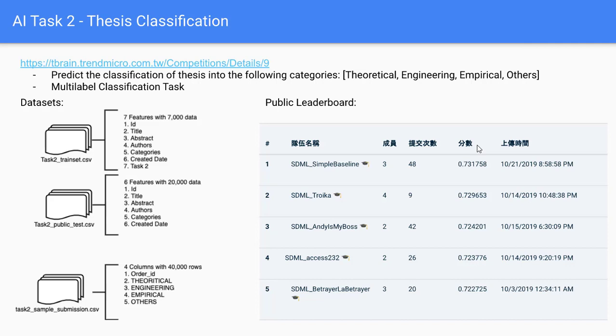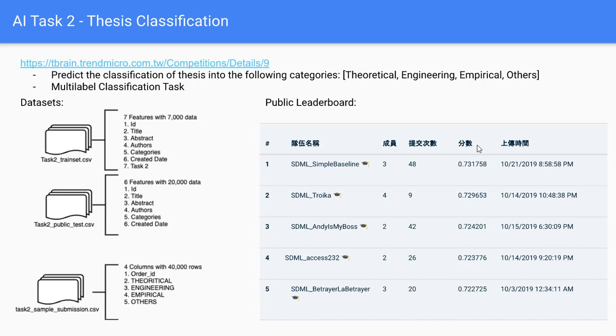categories. The categories can be one or several, like one paper could be theoretical, or another paper could be theoretical, engineering, empirical, and others. And from the competition itself, this is a multi-label classification task. We get three data sets from the competition.